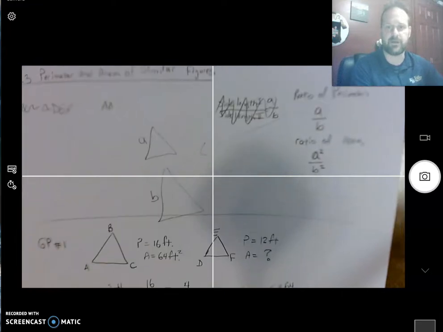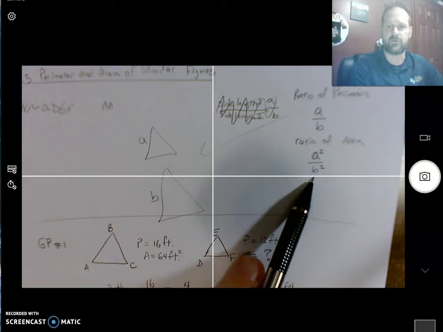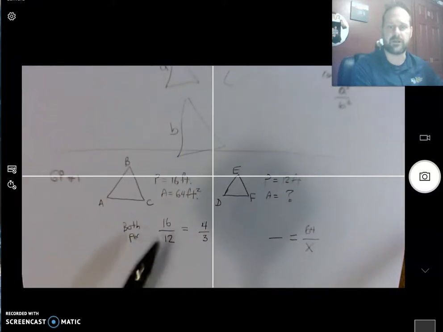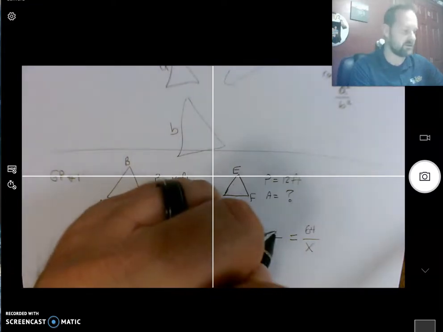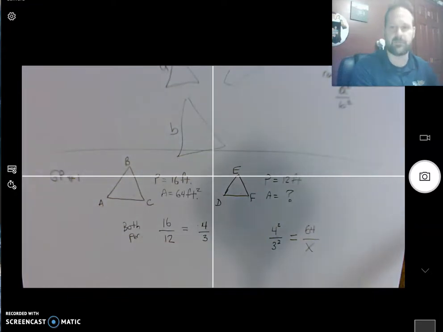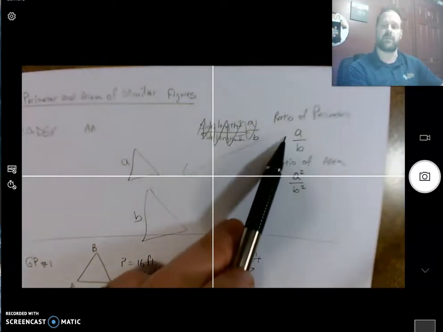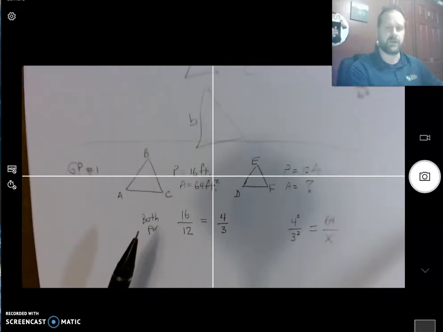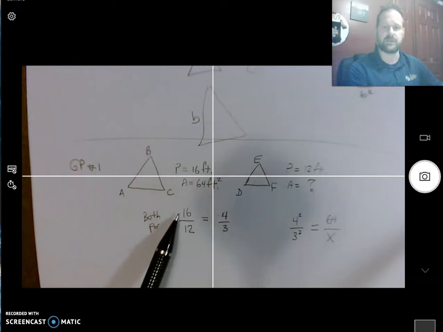If we look up here, the ratio of the areas is A squared over B squared. All right. So this is A, this is B. So this is going to be 4 over 3, and both of those are going to be squared. Okay. This is how these up here help me. So again, going back to this, that was provided with both perimeters. I set it up and reduced my fraction.